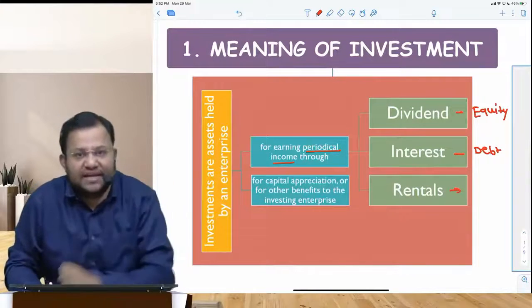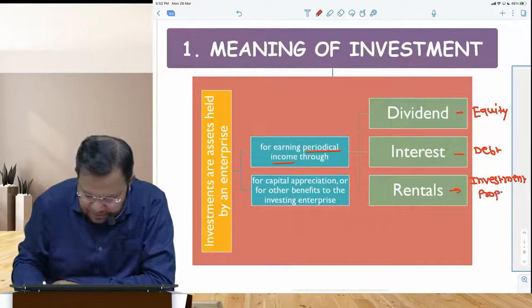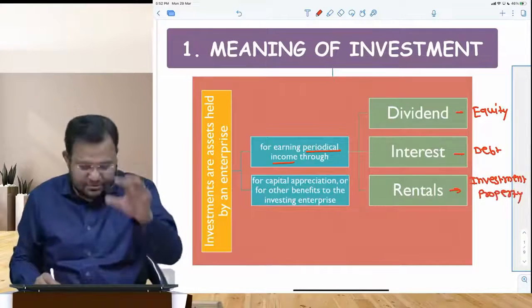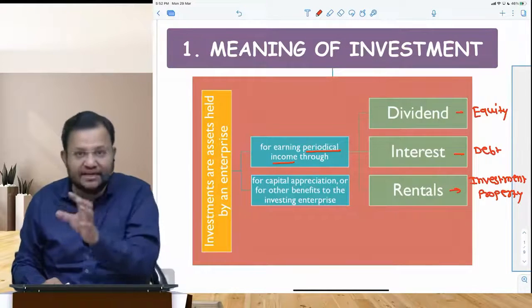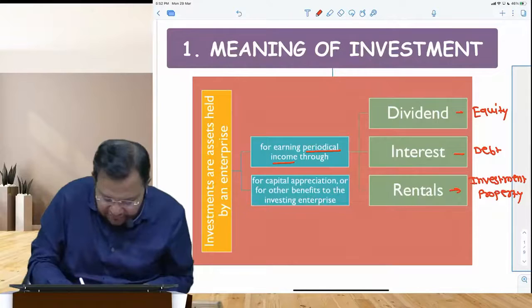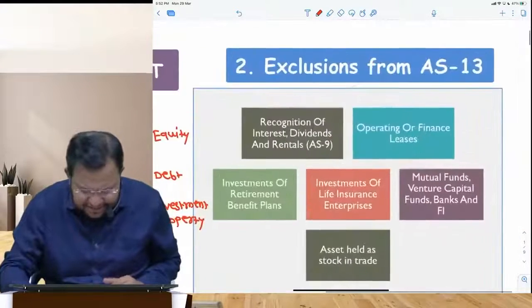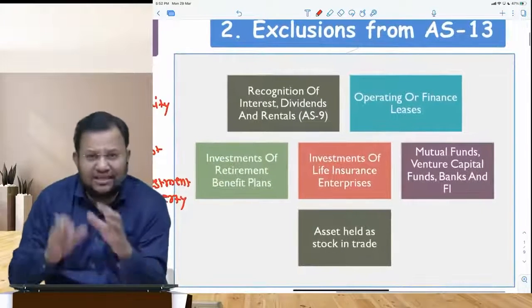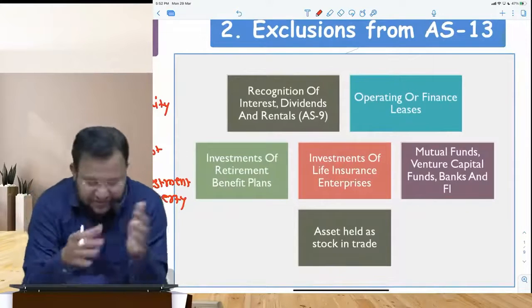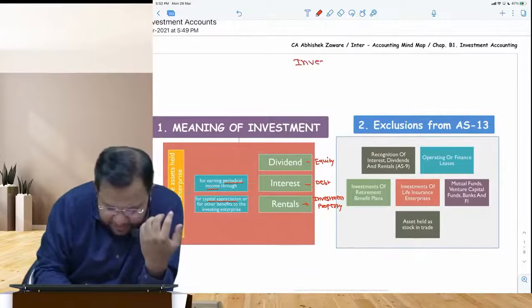But for real estate, AS 13 uses a fancy name. It calls it investment property. So investment is with the objective of earning periodical income through dividend, interest, or rental, or for capital appreciation. There are certain investments which are not covered within AS 13, or certain aspects of investment accounting which are not covered. So when I talk about investment accounting, what do I really mean?